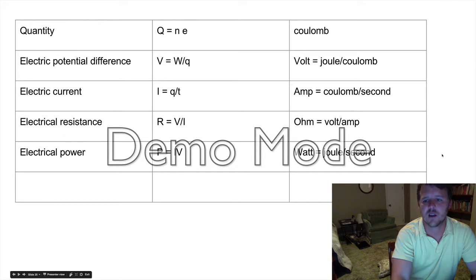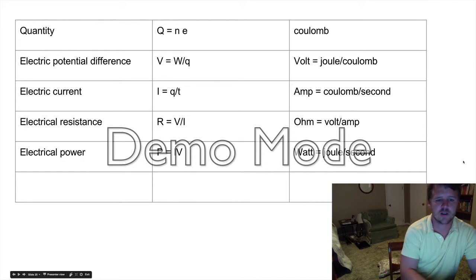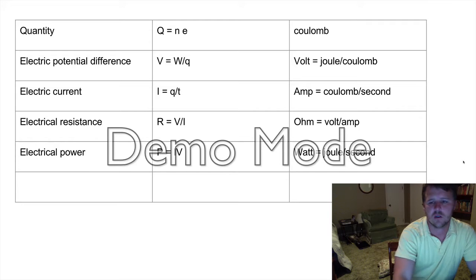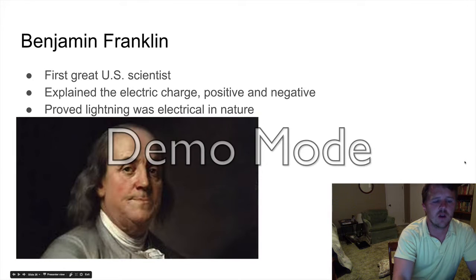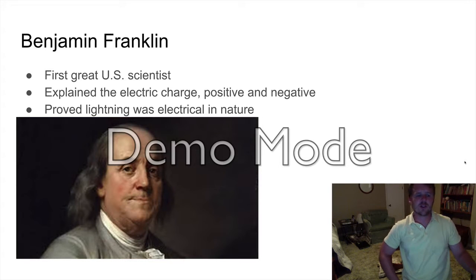And here's a table to summarize everything for your information. Let's just talk about a great U.S. scientist real quick, Benjamin Franklin. He explained the electric charge, positive and negative. He also proved that lightning was electrical in nature.